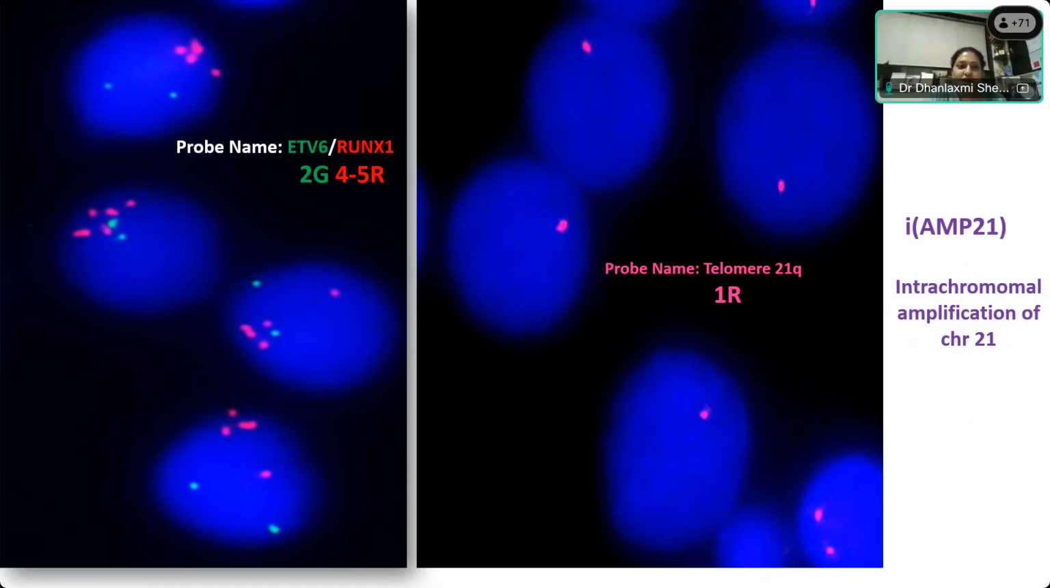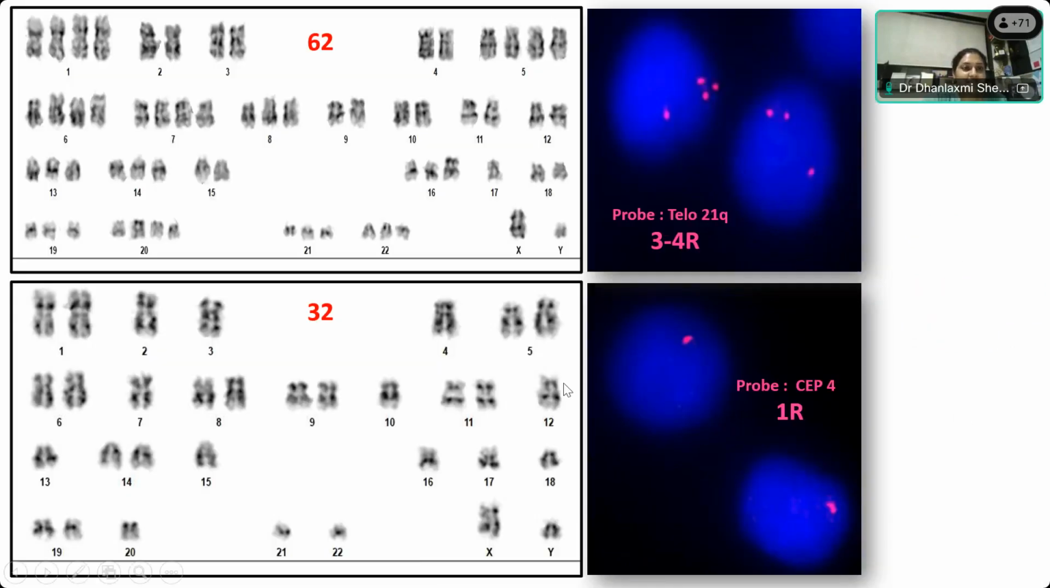Yes. And this is a very important subtype in B-ALL, present in 2% of the population. Rather, it's very rare, I think. Coming to the next, I think I have just 1 or 2 more.